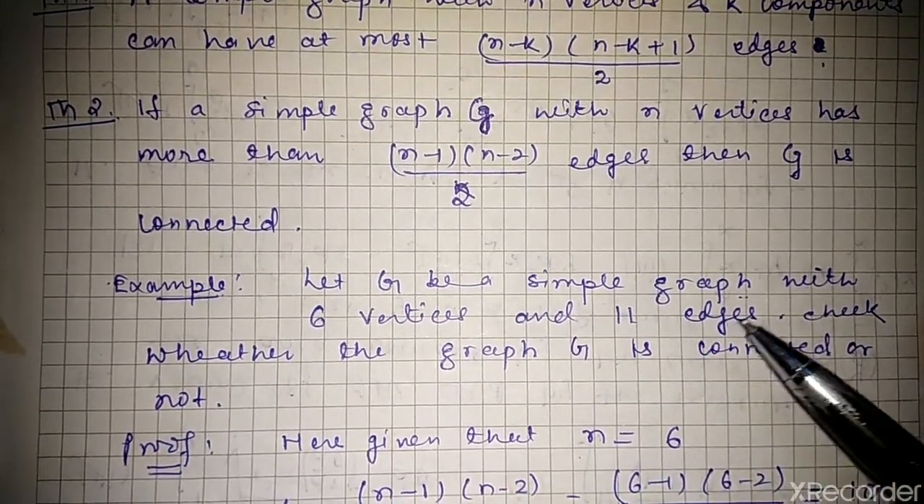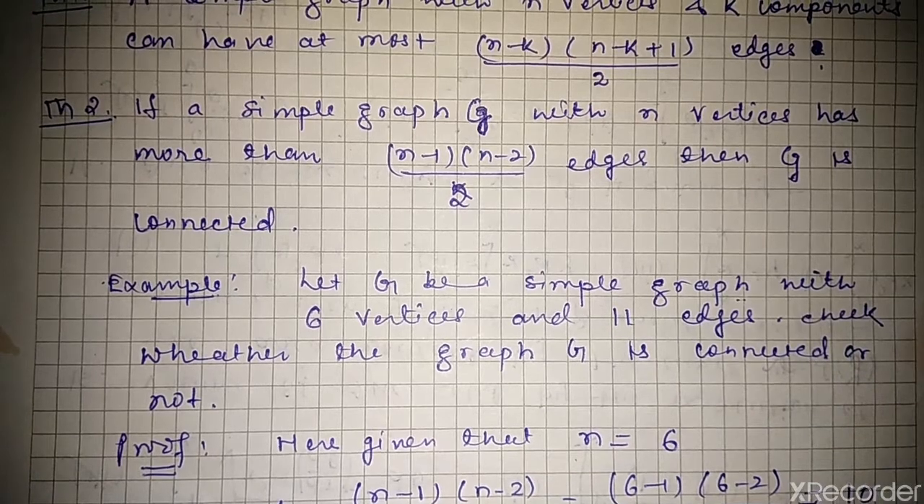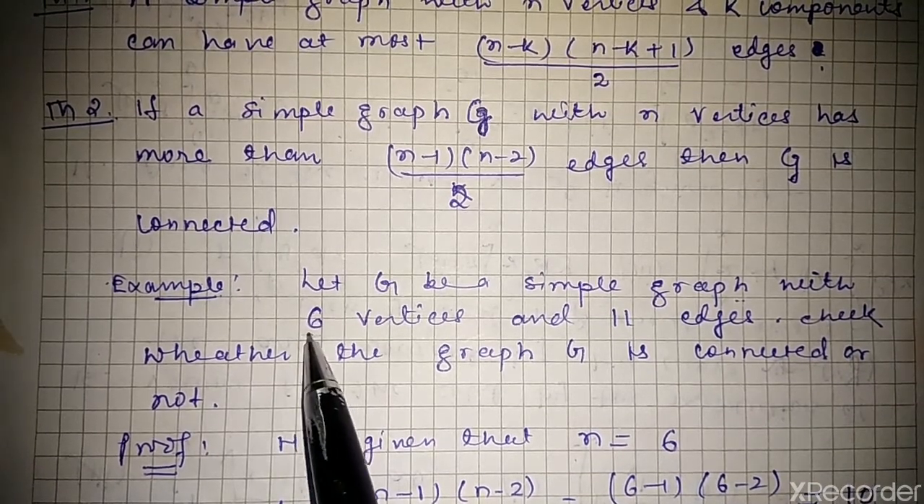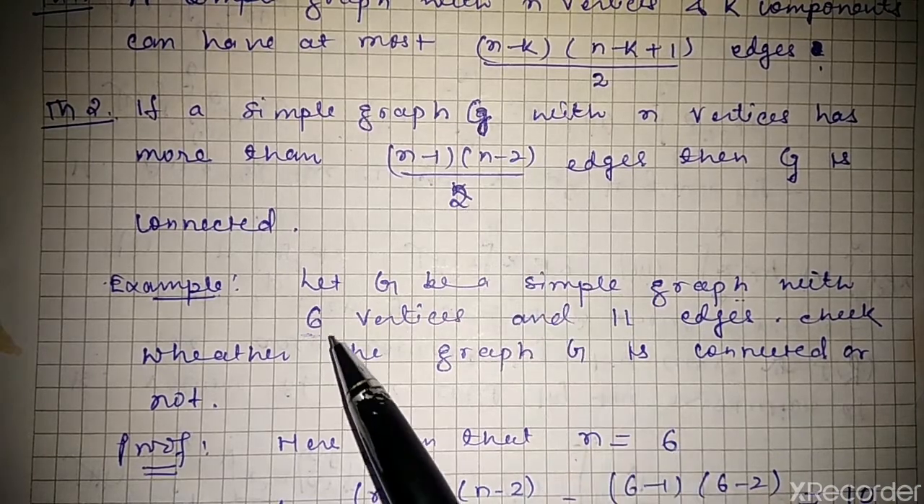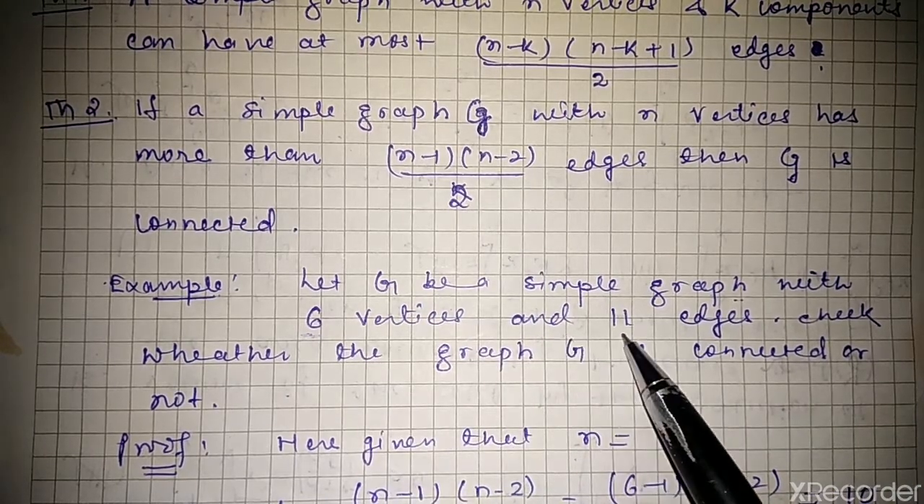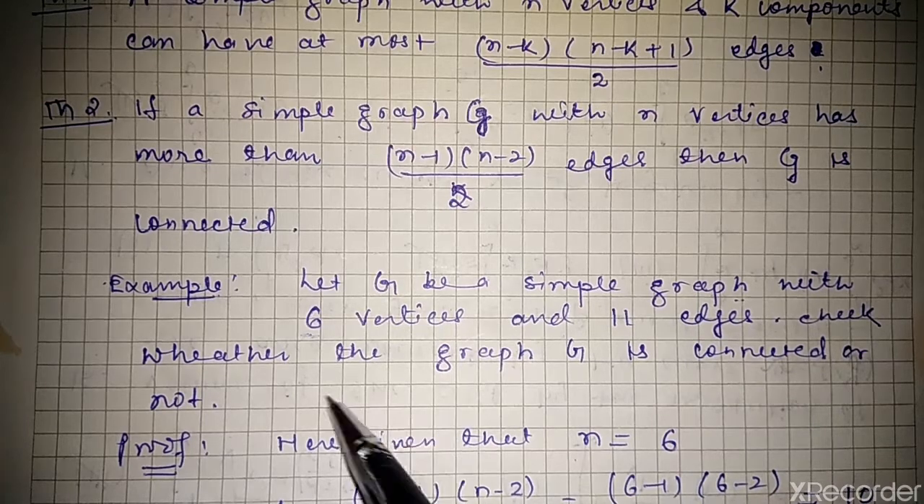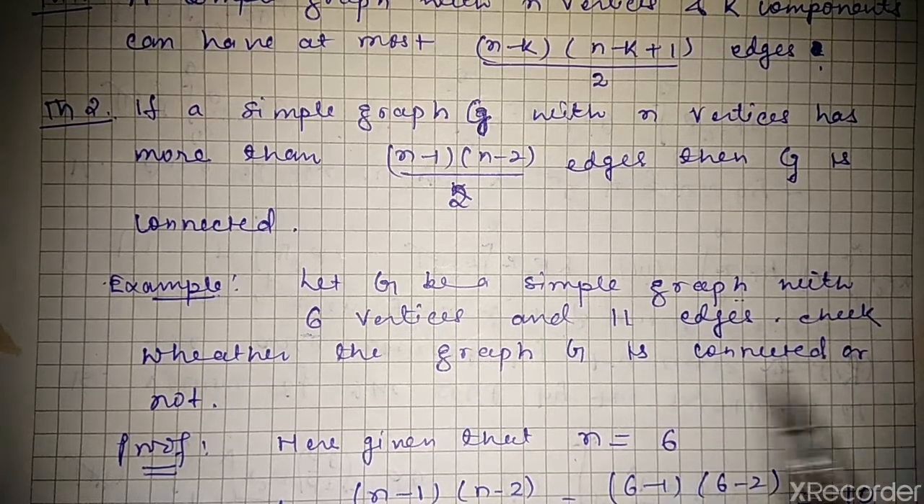Let G be a simple graph with 6 vertices. So here the 6 vertices is given. Here n is the number of vertices, and then we have written n minus 1, n minus 2. We have 6 vertices and 11 edges. Check whether the graph G is connected or not.